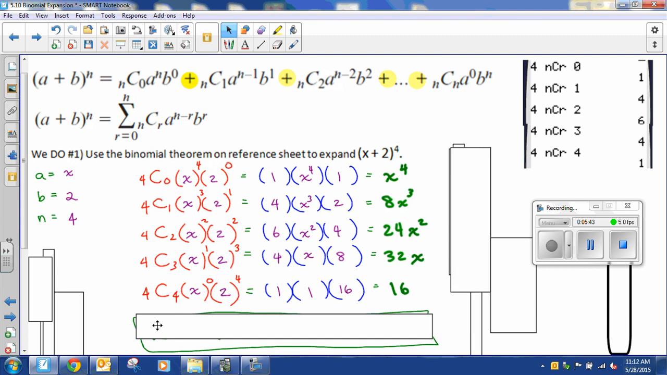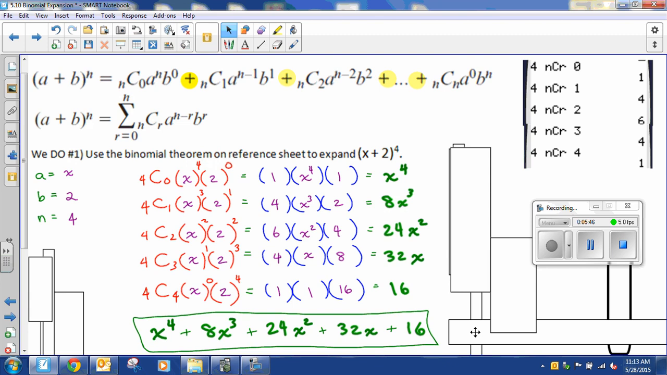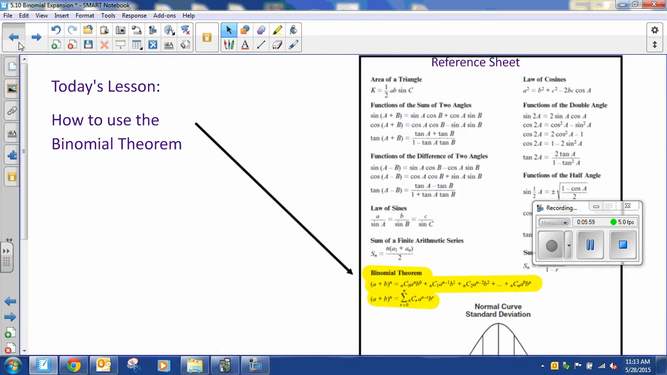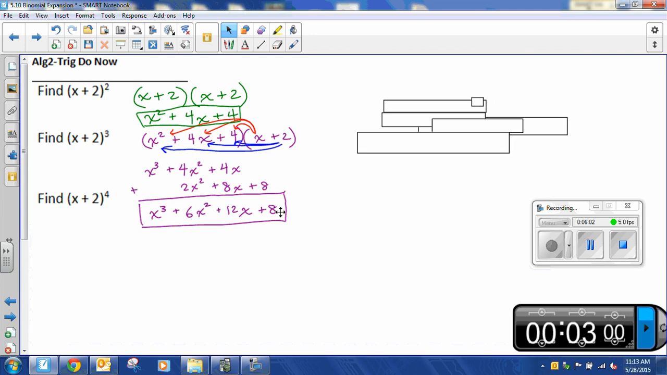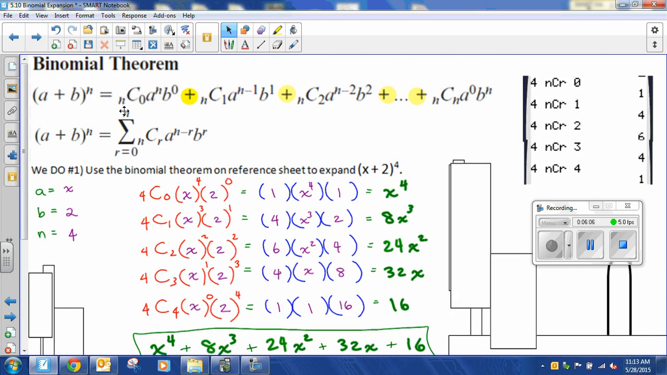And finally, we express this as a large binomial with plus signs between: x to the fourth plus 8x cubed plus 24x squared plus 32x plus 16. So this may seem like a lot of trouble, like we could have just distributed another x plus 2 throughout, but where it really helps you is when you have powers that are so high that it would just be inconvenient and not practical to do it the long way. You would use the binomial theorem.